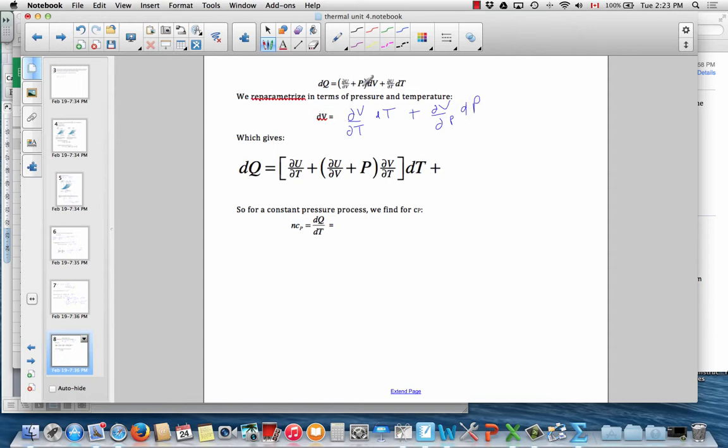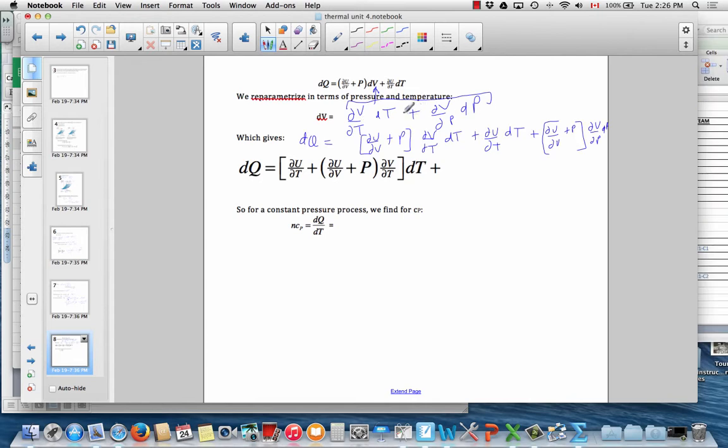And so where we had dv, we're going to substitute this in. So when I substitute that in there, this is what results. I get this bracket times partial v with respect to t dt. Then I had this partial u with respect to t dt sticking around. But then I've got this bracket multiplied by partial v with respect to p dp. Now these are both dt terms, so I gather them together and put them in this big bracket. And then, of course, we've got partial of u with respect to v plus p times partial of v with respect to p dp.